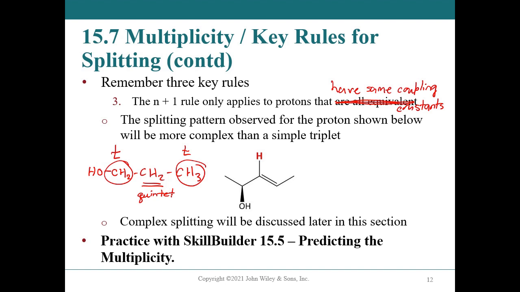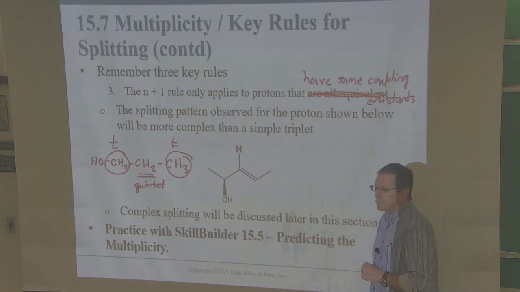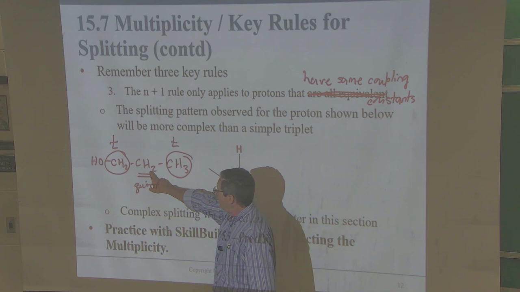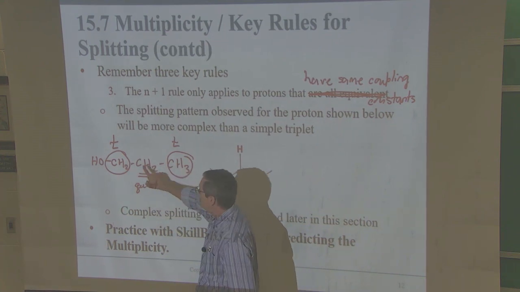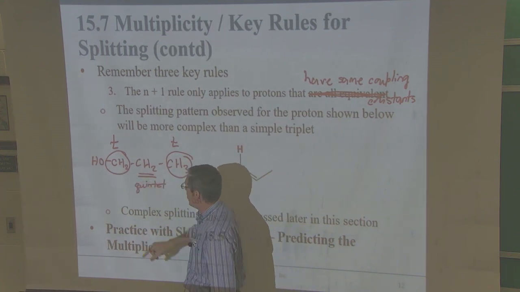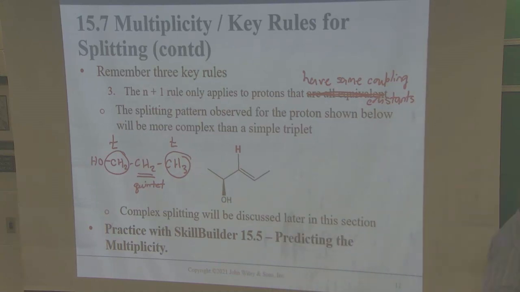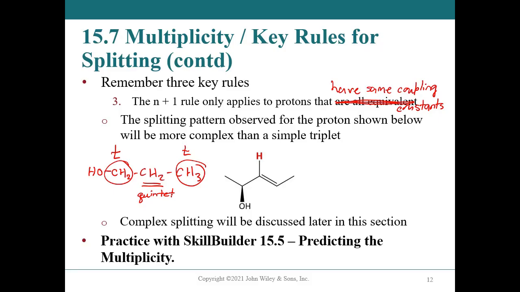Yes? So that methylene in the middle, it has 3 neighboring hydrogens, correct? This one has 3 on this side, 2 on this side, so it has a total of 5. And I know exactly where you're going. That should be a sextet. Thank you. 5 neighbors, n+1 would be 6, so this should be a sextet. Thank you for catching that.